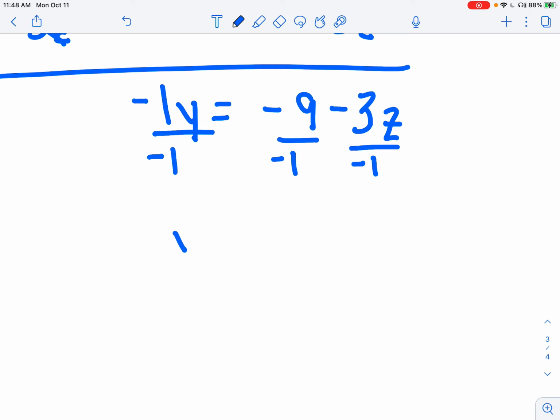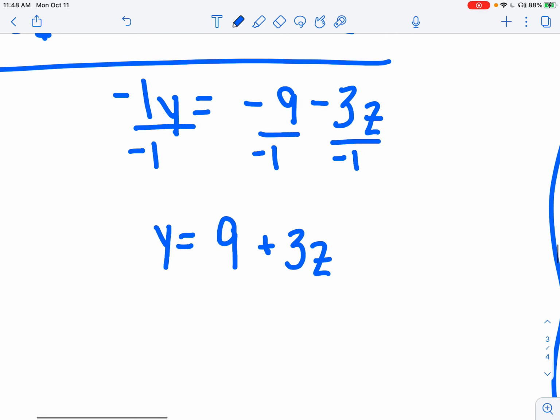This should bring back memories of when you solved for y in y equals mx plus b. Same type of process steps. -9 over -1 is +9. -3 over -1 is +3. The z hops in the back because the 3 had the z originally.